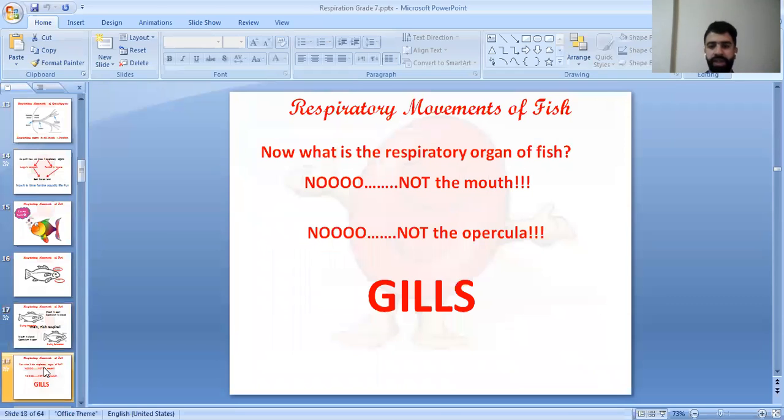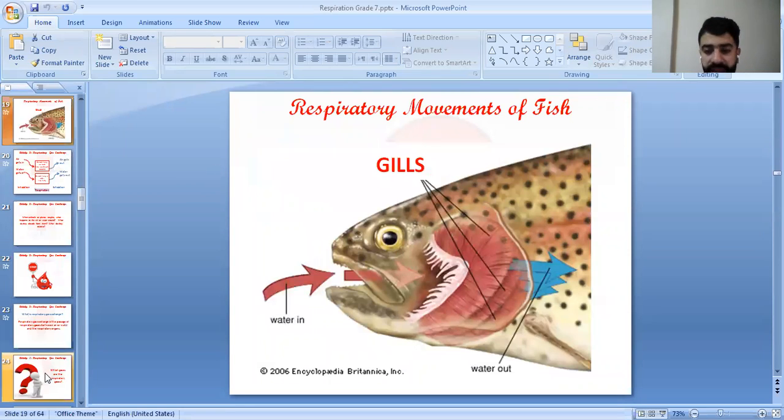So during inhalation and exhalation, what can you say about the respiratory organs in the fish? Is it the mouth? Sure not. Is it the operculum? Sure not. It's the gills. The gills are the respiratory organs. They are present on the skin.